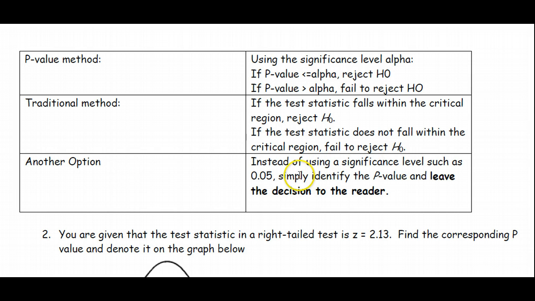Another option, instead of just using 0.05, so this isn't another option for a testing method, it's just if you don't have an alpha, you can leave that decision up to the reader if you want to reject or not. So that's dependent on what you're testing on, the significance of it. How strong do I want my argument to be?